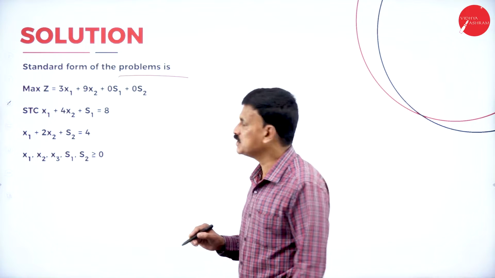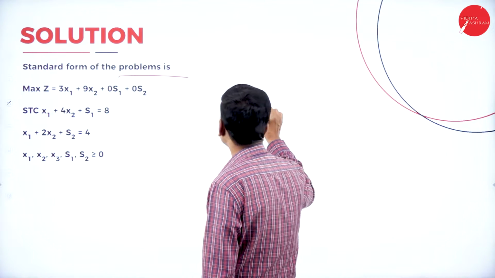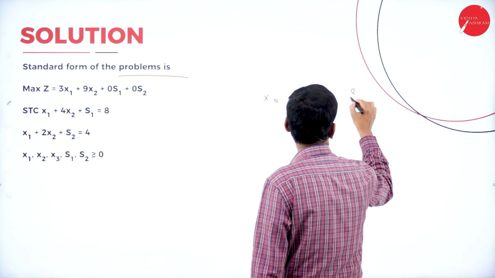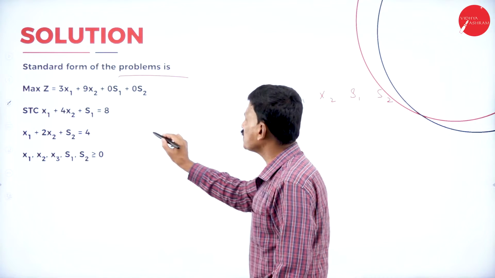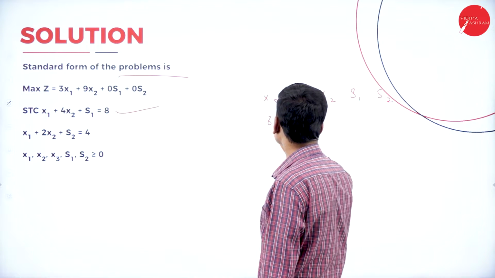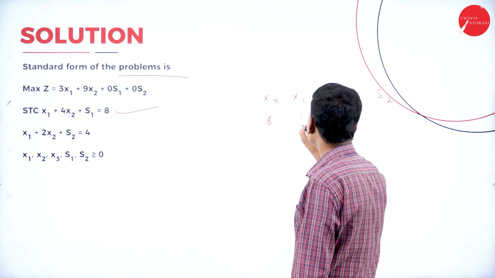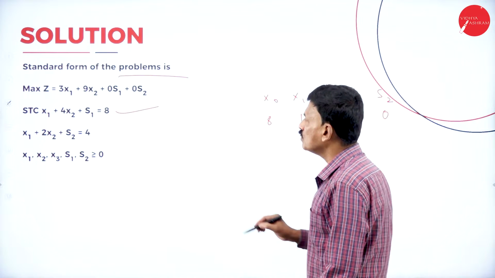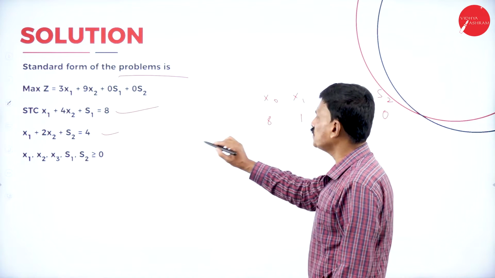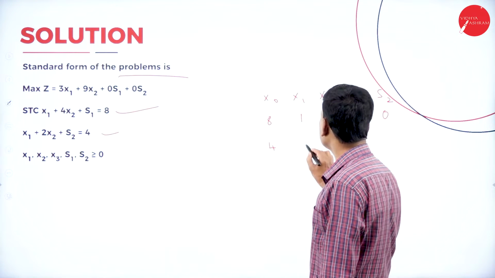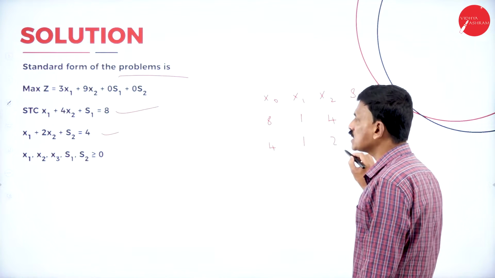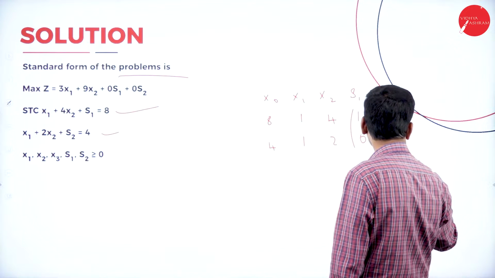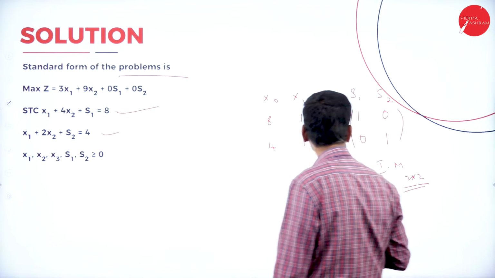Now, let us first find the initial vectors. For the initial vectors, write down the coefficients under x0, x1, x2, s1 and s2. For the first equation, the coefficients are x0 equals 8, x1 is 1, x2 is 4, s1 is 1, s2 is 0. For the second equation, x0 is 4, x1 is 1, x2 is 2, s1 is 0, s2 is 1. See here, this forms an identity matrix of order 2 by 2.